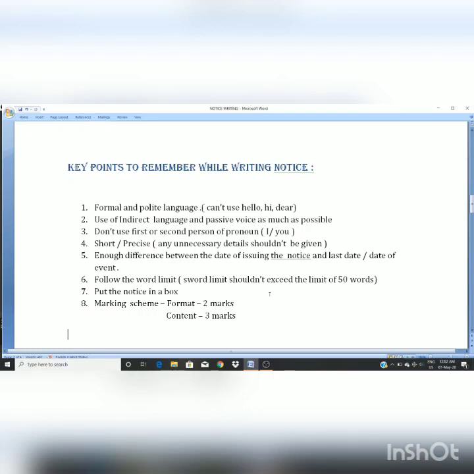Follow the word limits. So basically the word limit for notice is 50 words. Okay, so make sure that the word limit shouldn't exceed the limit of 50 words. 7th, and this is most probably the most important point, that your notice should always be in a box. Put your notice in a box. And second thing, your notice shouldn't exceed the limit of 50 words. These two are the main points.